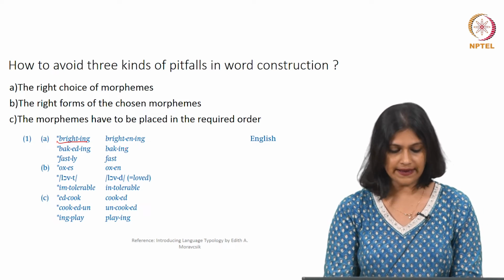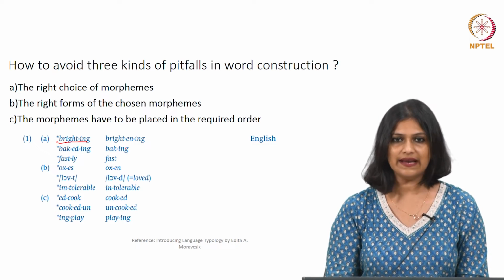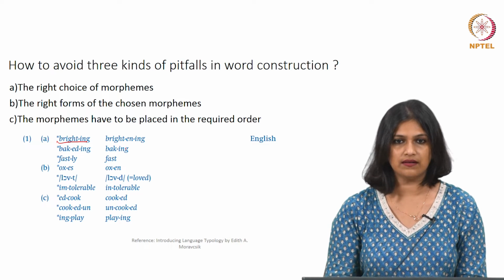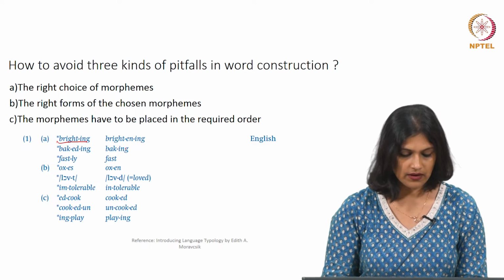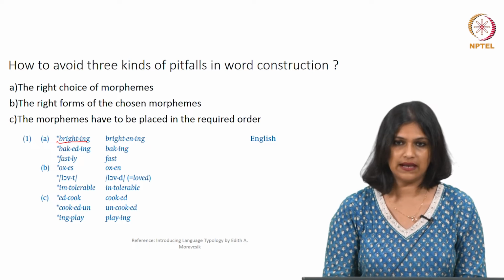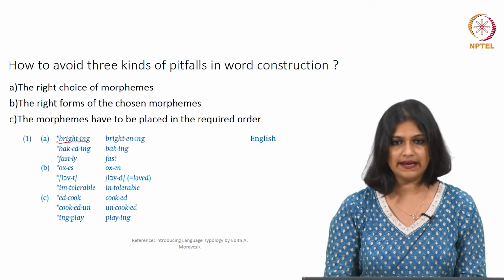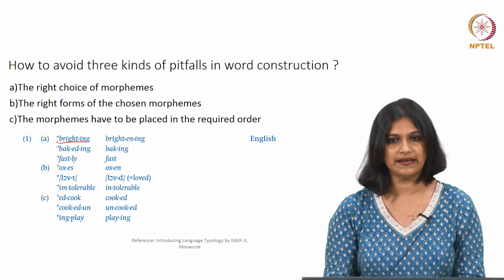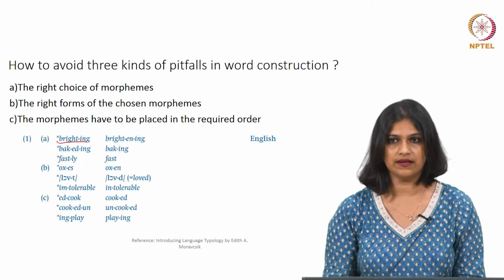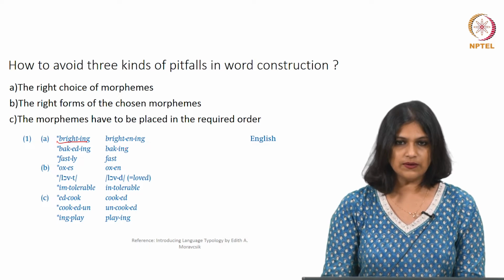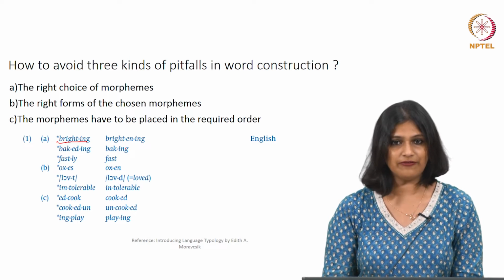And along similar lines, we have the last data in 1C, that is ing play. So, ing is the continuous marker, or you can say progressive marker, or imperfective marker, depending on the language that you speak. When you say ing play, that is wrong, but you can say play ing, that is right. The children are playing in the field, or my child is playing in the school. Here also the same thing: ing is the right morpheme, and ing is also the right form of the chosen morpheme.